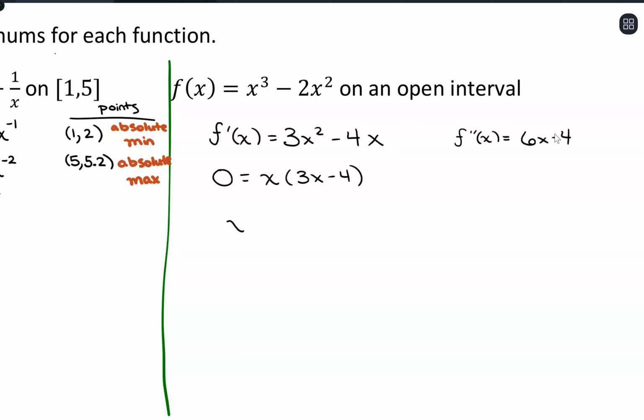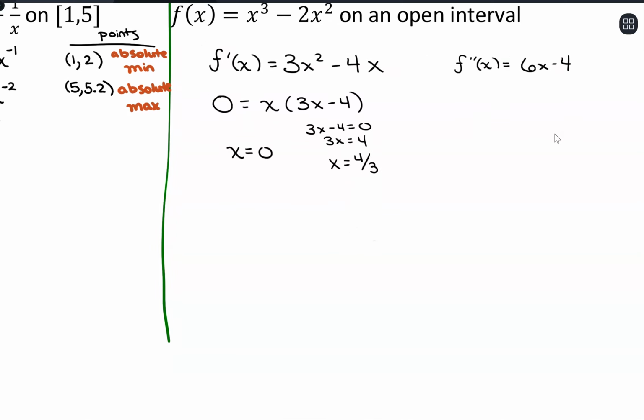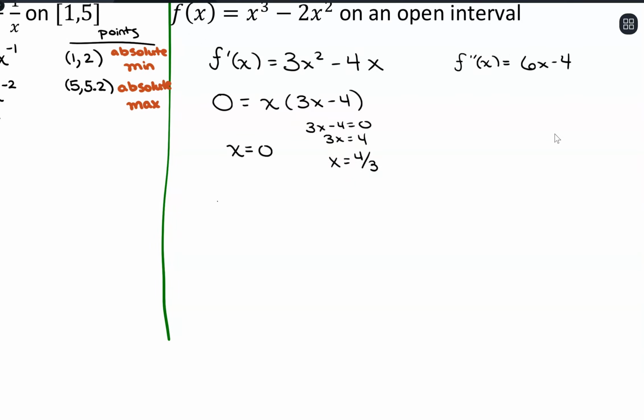So solving that, we're going to have x equals 0, and 3x minus 4 equals 0, so add 4 to both sides, divide by 3, so x equals 4/3. So the points that we're getting out, I'll go ahead and write these down here. We have x coordinate of 0, x coordinate of 4/3. This is an open interval, so absolutely anything that shows up is good here.